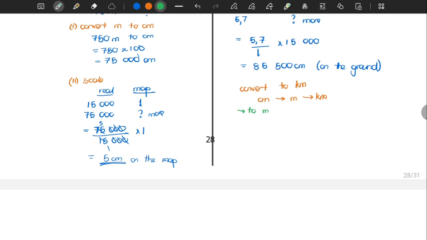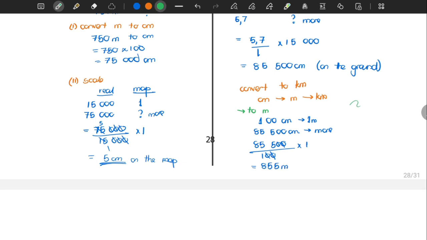So firstly, to meters, we know that 100 centimeters is 1 meter. What about 85,500 centimeters? It's going to be more. So that's going to be 85,500 over 100 times 1, which will be equal to 855 meters.